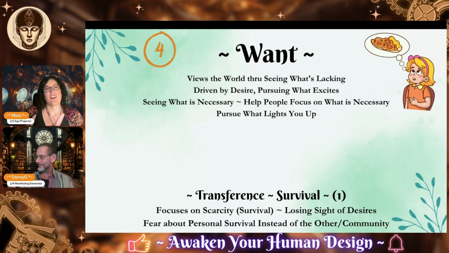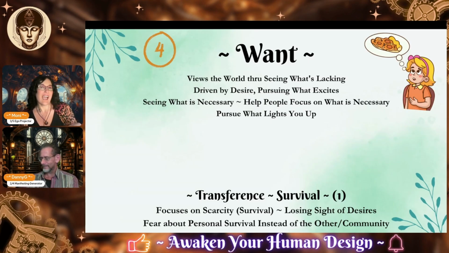Next up, we have color 4, which is the perspective of want. They view the world through seeing what's lacking, driven by desire and pursuing what excites, seeing what is necessary, and helping people focus on what is necessary and pursuing what lights you up. On the flip side, you have the transference or the distraction of survival, which is color 1, because 1 and 4 have that relationship. So when perspective of want flips into the transference or distraction of survival, they focus on scarcity and survival, losing sight of desires, fears about personal survival instead of other people in the community.